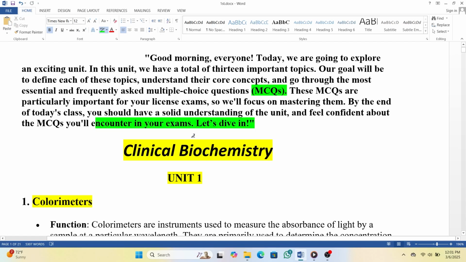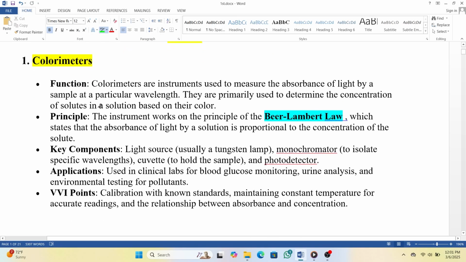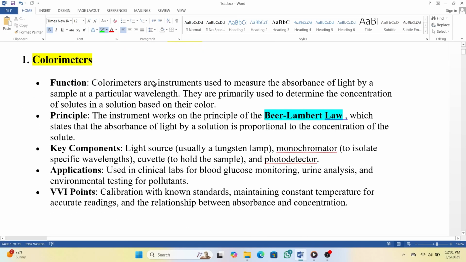Let's dive in. Clinical Biochemistry. Unit 1. 1. Colorimeters. Function. Colorimeters are instruments used to measure the absorbance of light by a sample at a particular wavelength. They are primarily used to determine the concentration of solutes in a solution based on their color. Principle. The instrument works on the principle of the Beer-Lambert law, which states that the absorbance of light by a solution is proportional to the concentration of the solute.